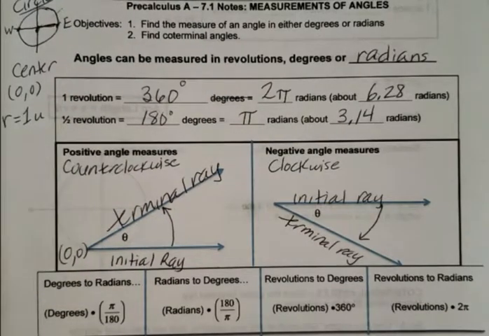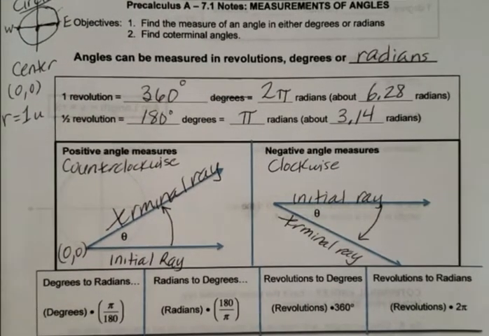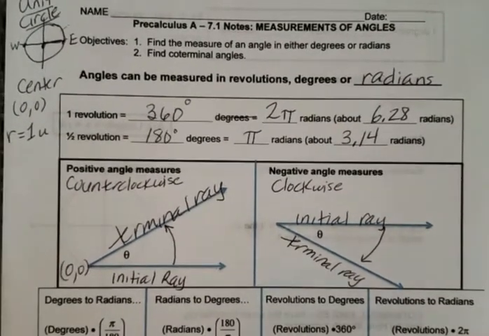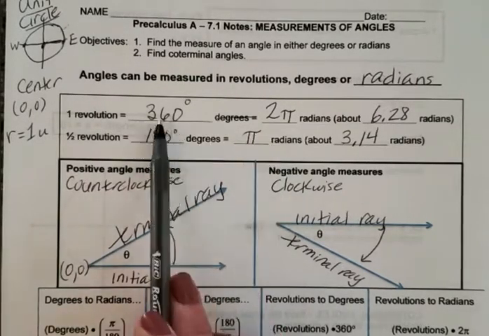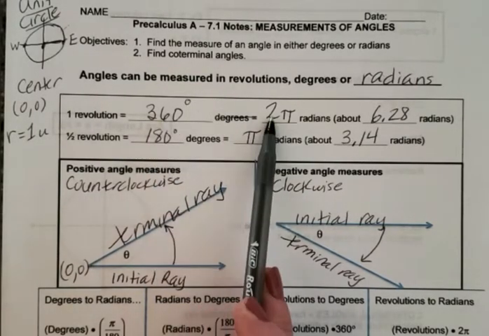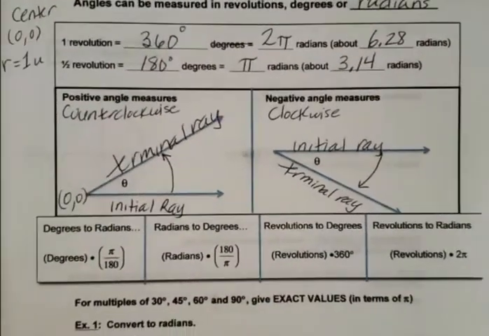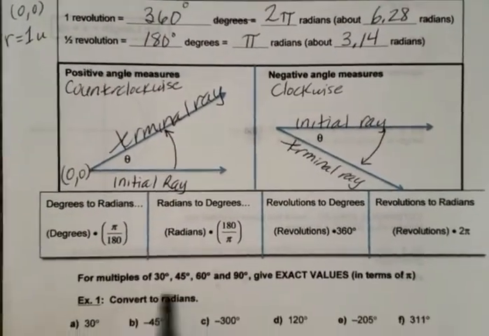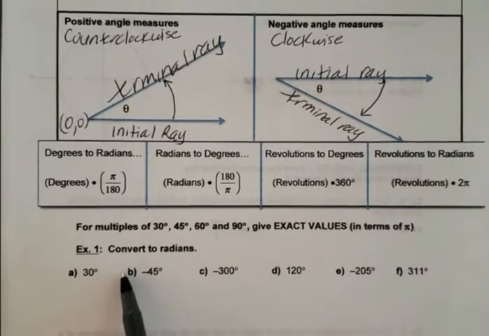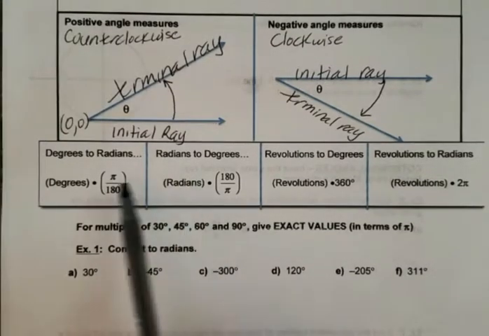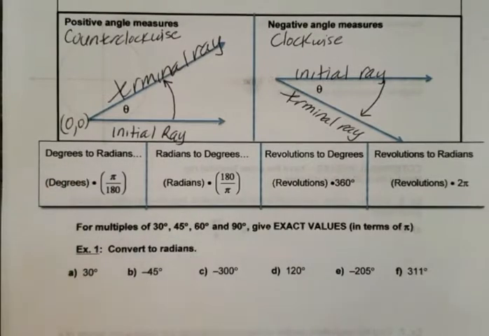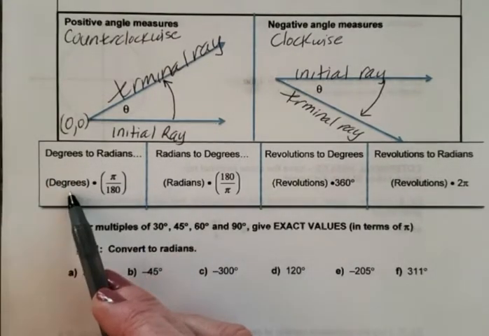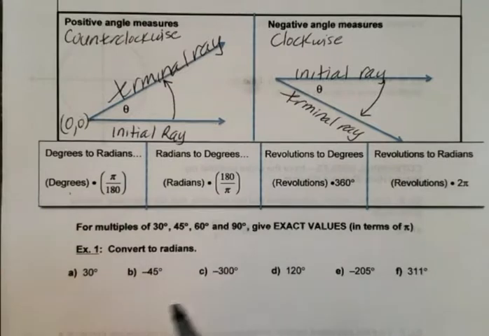Now let's talk about how to convert angle measures back and forth between radians and degrees. You already know that 180 degrees converts to pi radians, and 360 degrees is the same thing as 2 pi radians. Let's convert these angle measures into radian angle measures. I put some conversion strategies up here. If you want to go from degrees to radians, you just take the number of degrees and multiply it by the fraction pi over 180.